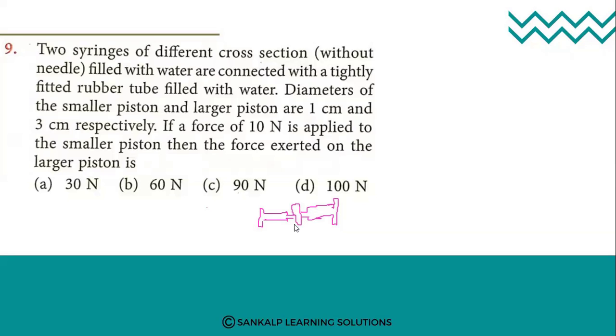Diameter of the smaller piston and the larger piston are 1 centimeter and 3 centimeter. So the two pistons have diameter 1 centimeter for the smaller one, 3 centimeter for the bigger one. If the force of 10 Newton is applied on the small piston, then the force exerted on the larger piston is, you need to calculate the force exerted.